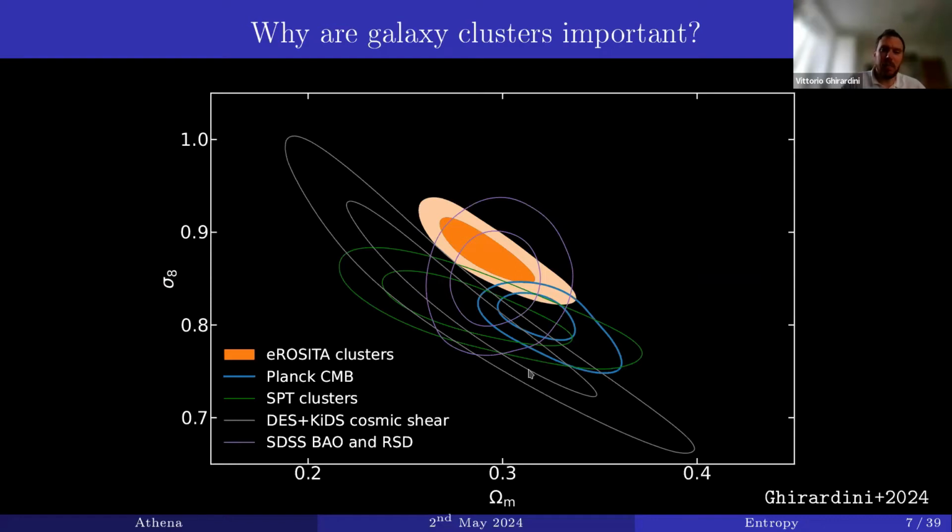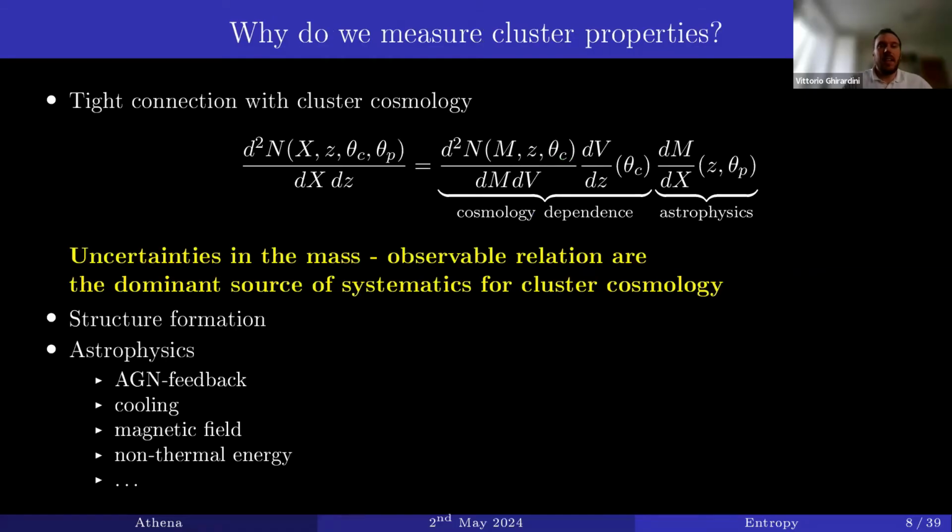Like you see here, Planck CMB in blue, you can see SPT galaxy clusters in green, you can see in gray cosmic shear results from DES and KiDS, or you can see here in purple the baryon acoustic oscillation and redshift space distortion results from SDSS of a couple of years ago. And so, yeah, galaxy clusters indeed are very nice because of the connection with cosmology.